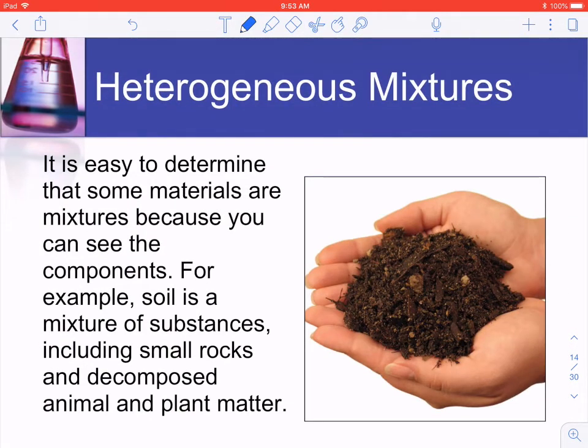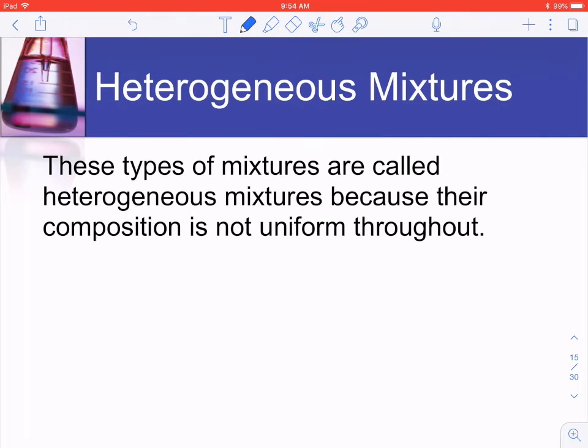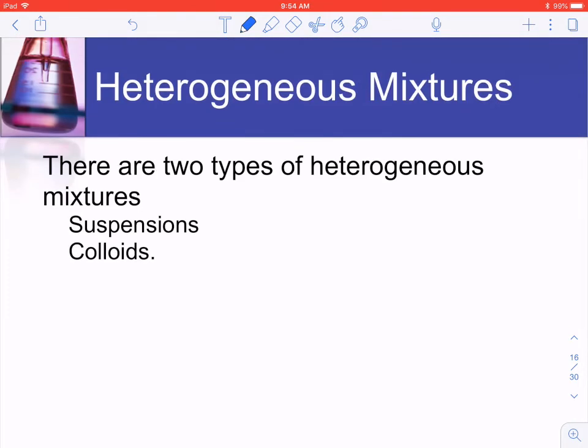Let's change gears now. Let's talk about heterogeneous mixtures. So those solutions we just discussed, those are all made out of really, really small particles, and they look the same throughout. But if we think about stuff that looks different throughout, if you look at the soil in this picture, you can see little bits of bark, you can see little bits of sand or dirt or other things. You can visibly distinguish different parts of that mixture. So that's why we call it heterogeneous. There are two types of heterogeneous mixtures that we're going to talk about. They are called suspensions and colloids. And again, one of the big ways we're going to distinguish these is to think of particle size.